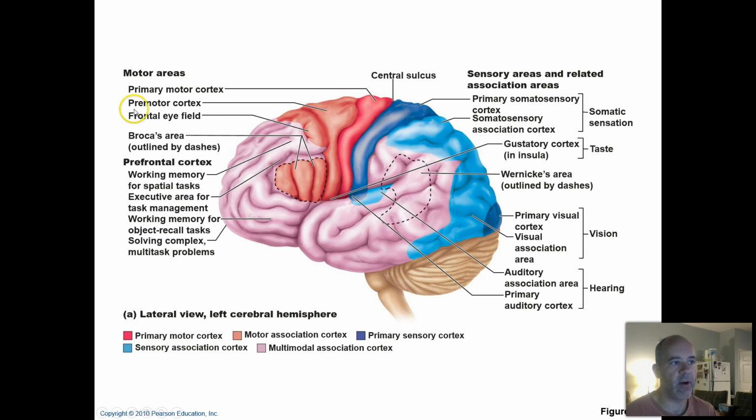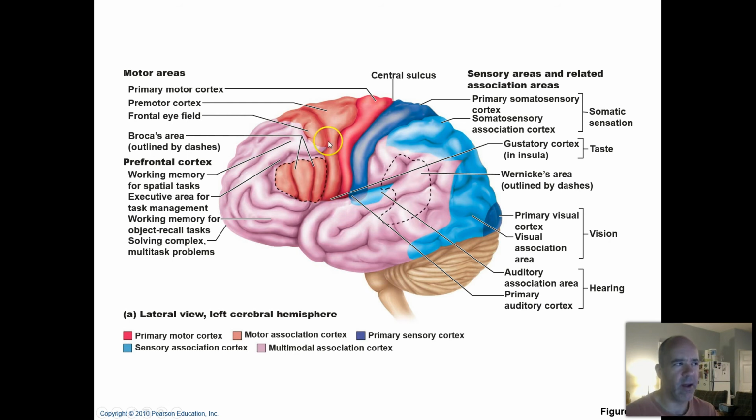Okay, so this is a diagram from your textbook which shows you some of the major divisions of the cerebral cortex, and we're going to hit some highlights on this information. We're not going to go into quite the depth that your textbook has. We could probably have almost an entire class on brain function if we wanted to.